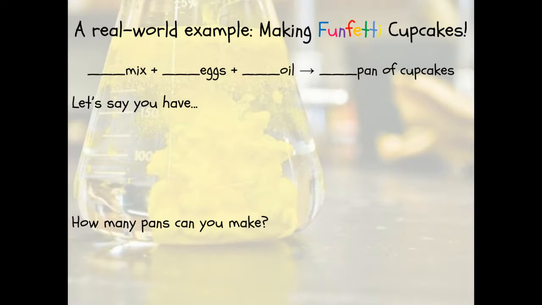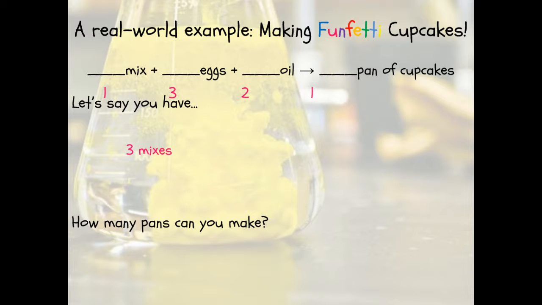So let's look at an everyday example. We're going to make some funfetti cupcakes. So in order to make a pan of cupcakes, we need one mix. We need 3 eggs. We need 2 teaspoons of oil to get one pan of cupcakes. We have to have 1 mix, 3 eggs, and 2 oils. Pretend these are chemical reactants. We're just calling them a mix, eggs, and oil for every 1 pan of cupcakes that's being produced. And by the way, cooking is chemistry.